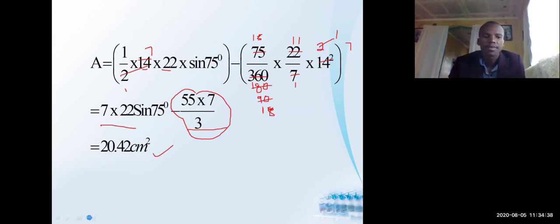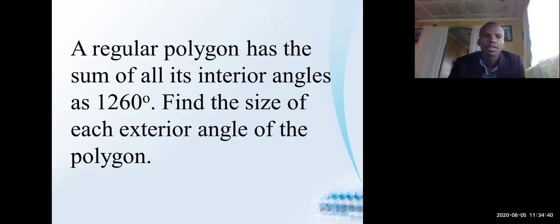Then the next question is on this one. A regular polygon has the sum of all its interior angles as this one. Find the size of each interior angle of the polygon, and the size of each exterior angle of the polygon.